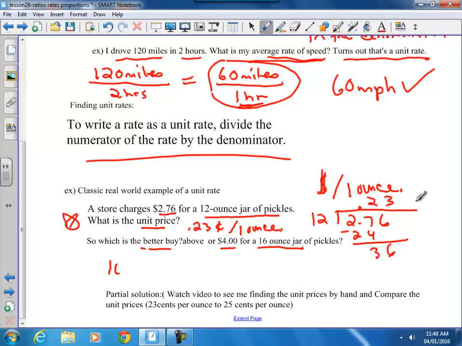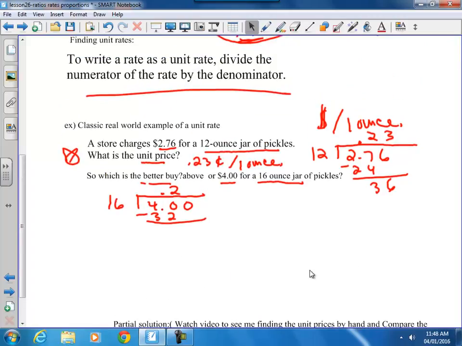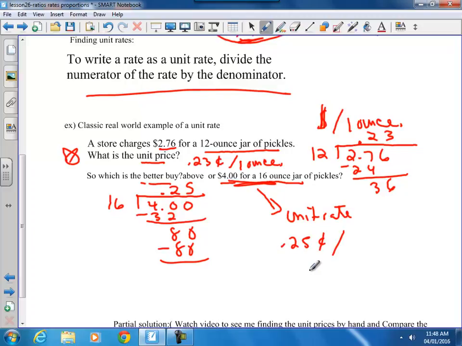Well, let's try taking 16 ounces into $4. Well, 16 goes into 40, about twice, right? Draw the line and subtract. Let me scoot that answer down. And 16 goes into 80 5 times, so 25 cents. So the unit rate on this situation, or the unit price, you could say, is 25 cents per ounce.